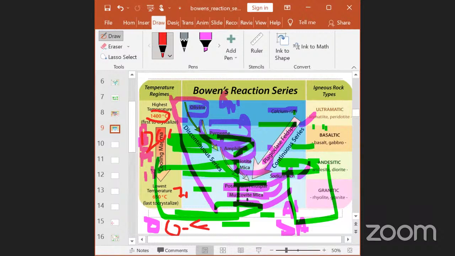Bowen realized that this is essentially what happens in nature when a mafic igneous intrusion, that is the plutonic form of magma in the crust, slowly cools. It might erupt originally as a mafic igneous rock like basalt, right? You see this basalt.